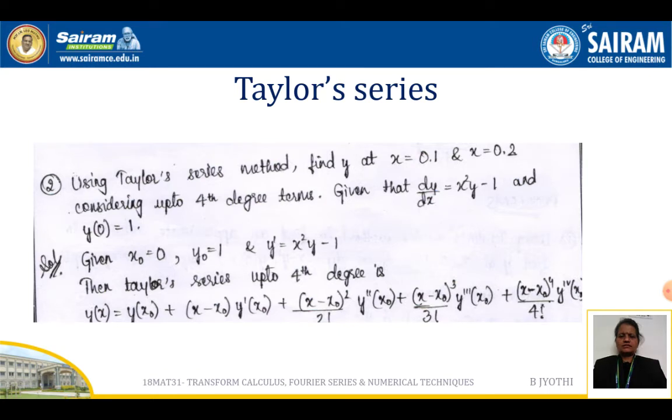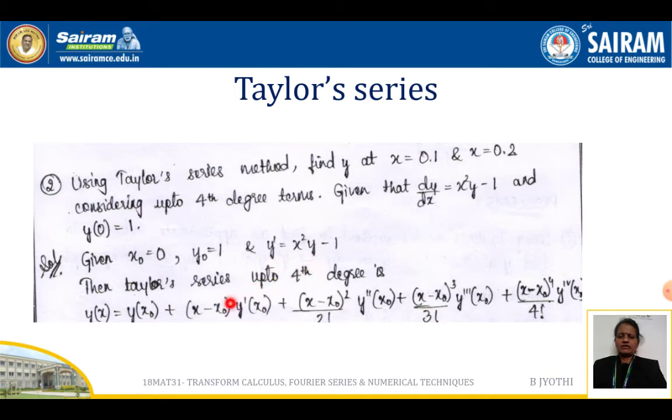Coming to the Taylor series method: using the Taylor series method, find y at x equals 0.1, 0.2, considering up to fourth degree terms, given that dy by dx is x square y minus 1 and y of 0 is 1 is the initial condition. So here it is given that x naught is 0 and y naught is 1, and y dash is x square y minus 1.